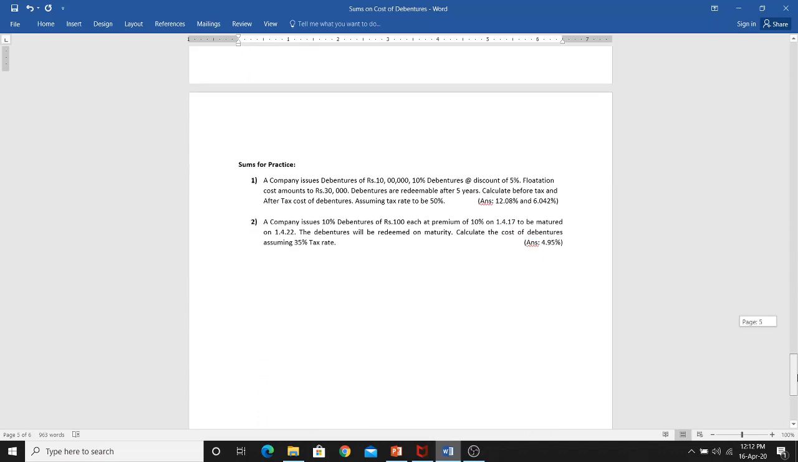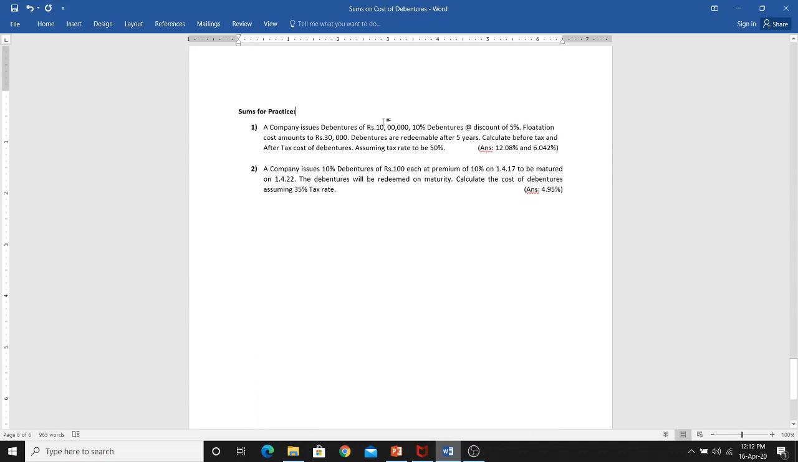Next, two sums are for practice, but I'll just discuss with you all. A company issues debentures of rupees 10 lakhs, 10% debentures. Now 10% means the rate of interest, at a discount of 5%. So they are issuing it at a discount of 5%. Discount is always calculated on the face value. Face value is 10 lakhs. Flotation cost is 30,000 directly given. Debentures are redeemable after 5 years. Calculate before tax and after tax cost of debentures assuming tax rate to be 50%.